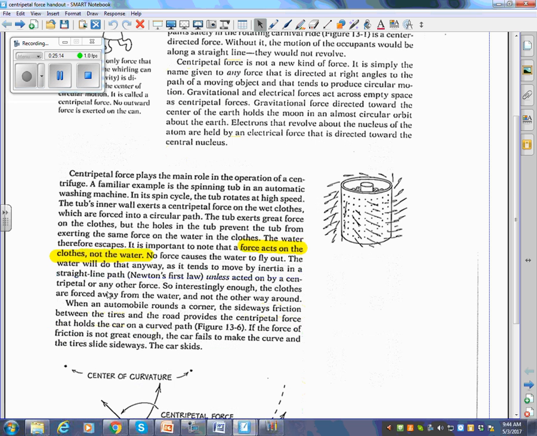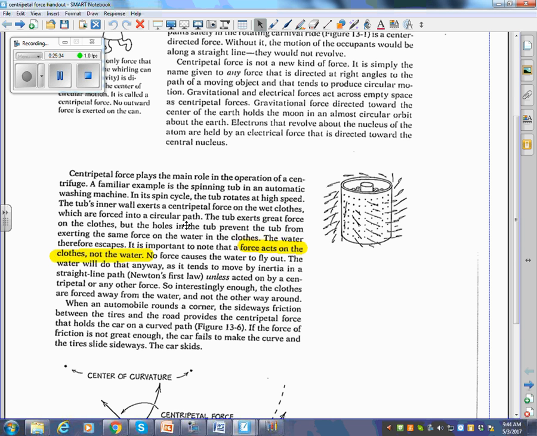Centripetal force plays the main role in the operation of a centrifuge. A familiar example is the spinning tub in an automatic washing machine. In its spin cycle, the tub rotates at high speed, and the tub's inner wall exerts a centripetal force on the wet clothes, which are forced into the circular path. So the tub's walls push the clothes in towards the center.